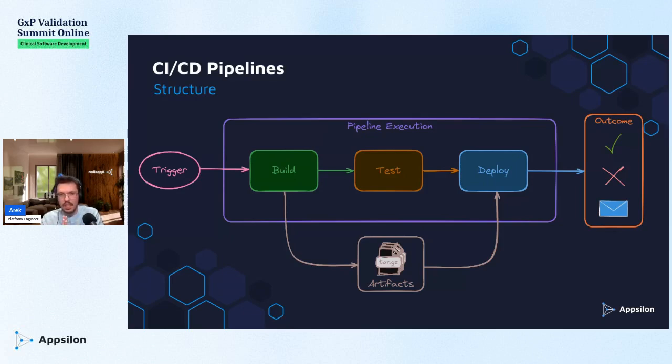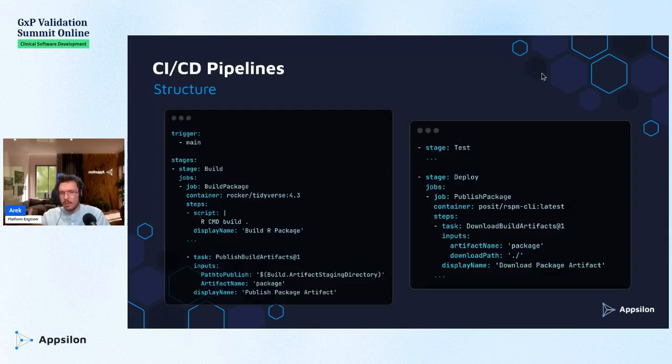In the first part, we obviously are building our package. In the second one, we are running some validations. And in the third one, we are deploying our package on Package Manager, for example. So here we have the implementation of this pattern. We have stages. The first one is obviously build. Here we are running a command to build our R package, and later on we are also uploading our artifact, which is the package itself that we built. We have the test stage, and in the deploy stage, we are downloading our artifact here.